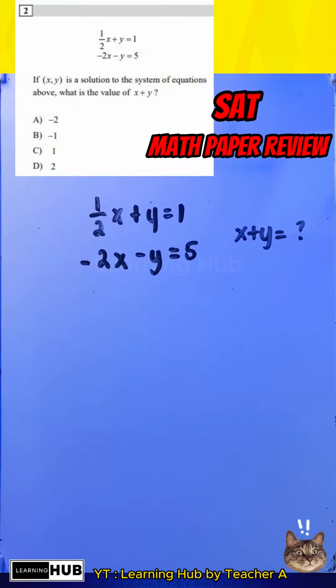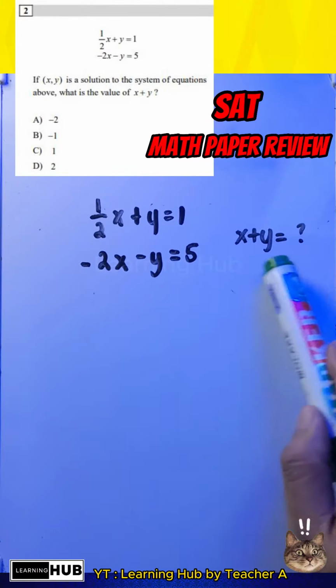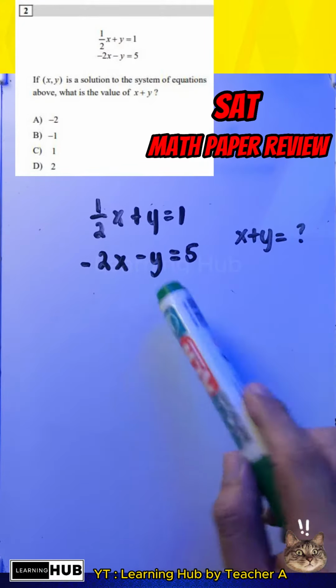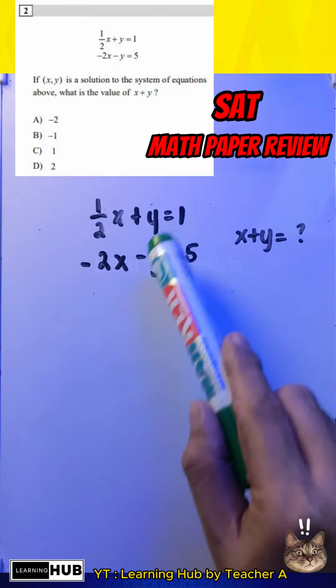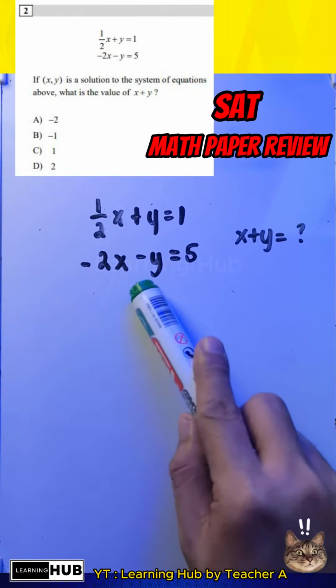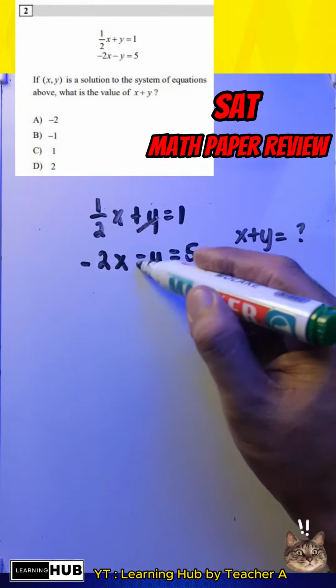If (x, y) is a solution to the system of equations above, what is the value of x plus y? So this is our equations and we are going to find x plus y. In our equation, we are going to find each of the variables x and y. To find that, we can easily find x here by cancelling out the y here.